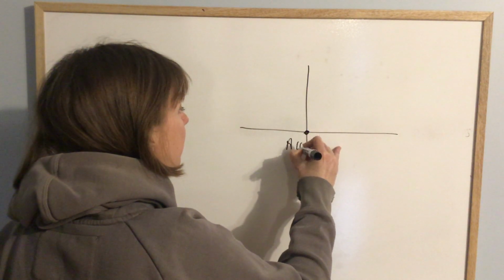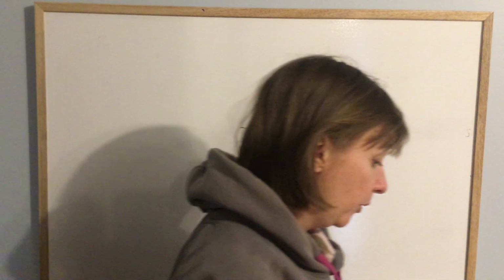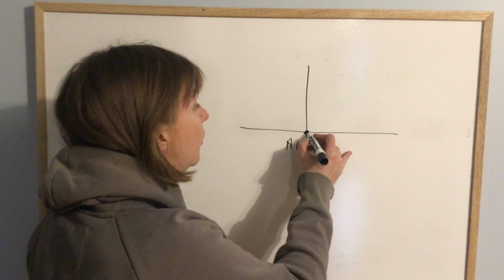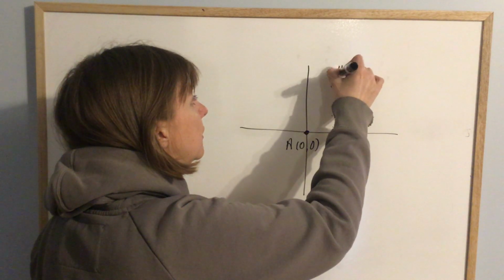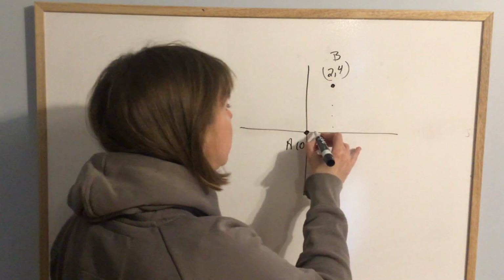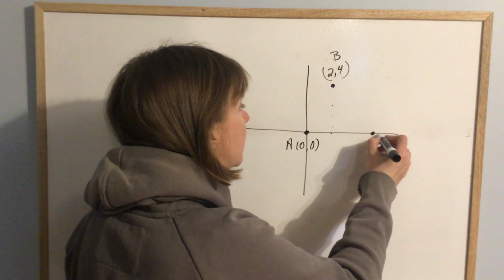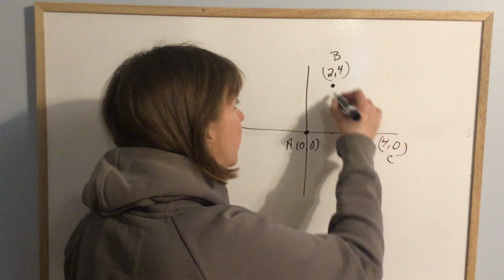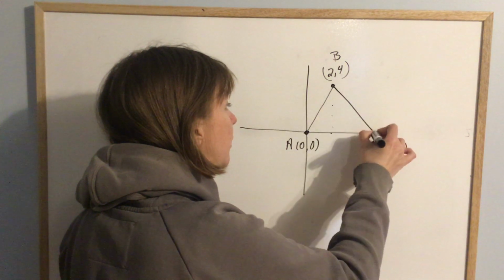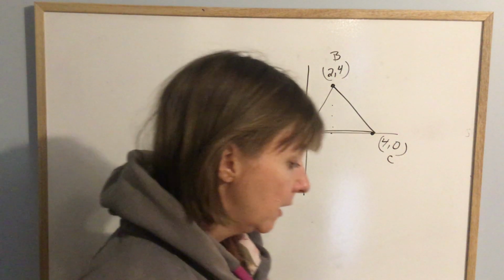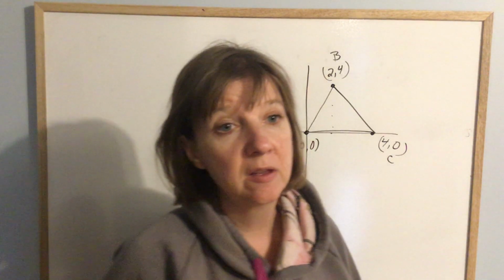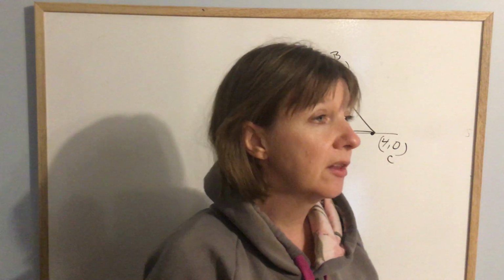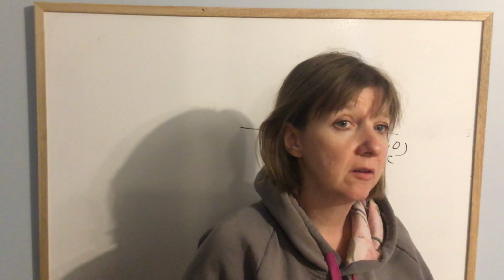So that's point A. And point B is 2 and 4. So 1, 2, and 1, 2, 3, 4. So that's point B, and C is 4 and 0. So that's point C. And then when we draw it, we have this. Now it says, verify that triangle ABC is isosceles. All right, so let's talk about some different things I could ask.